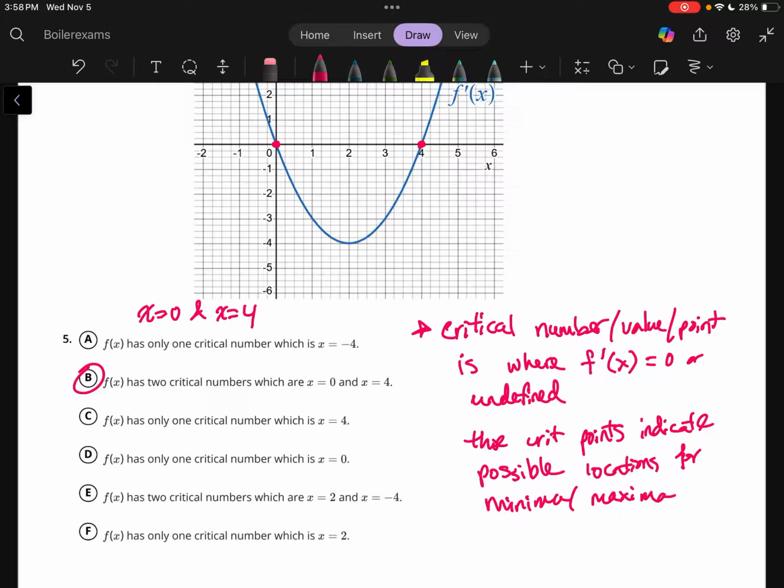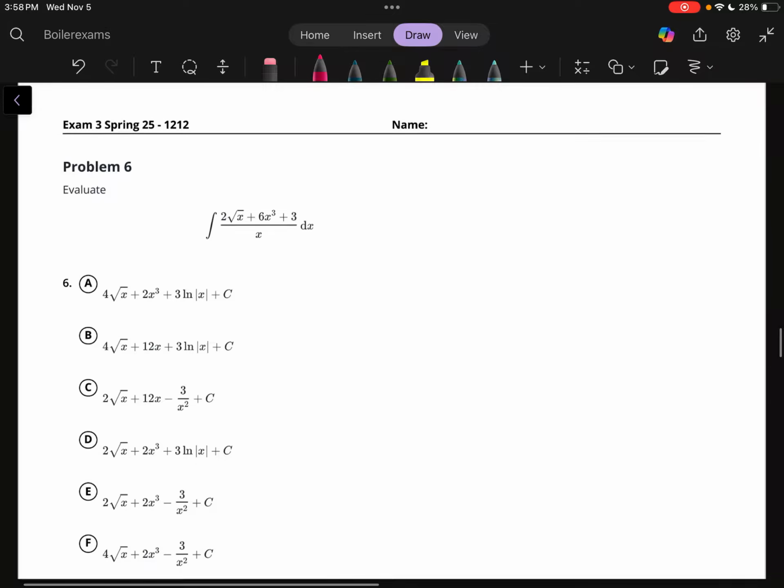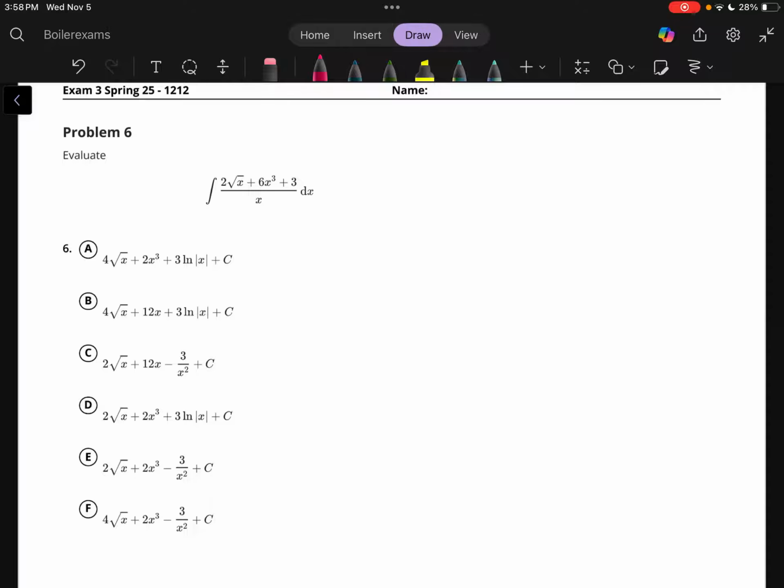Okay, moving on to question 6. Problem 6 says, evaluate the antiderivative of 2 times root x plus 6x cubed plus 3, divided by x, dx. At first glance, this problem looks really tricky, but it's actually not that bad.